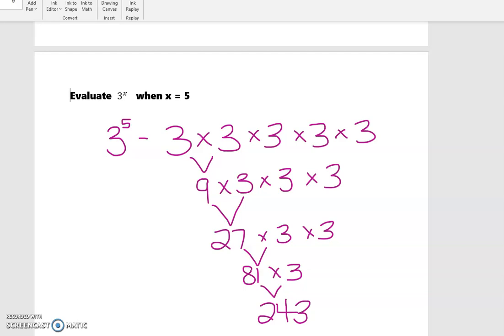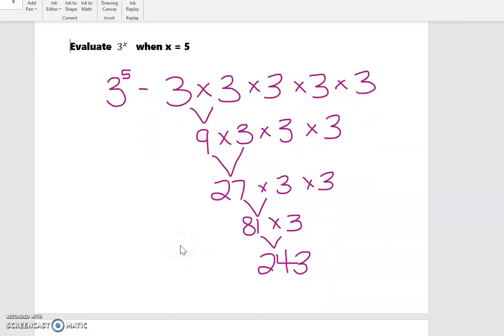As you evaluate exponents, take your time. And again, you want to take one multiplication step at a time. It's important to go slowly through the problem. If you evaluate too quickly, is when we make those silly mistakes.